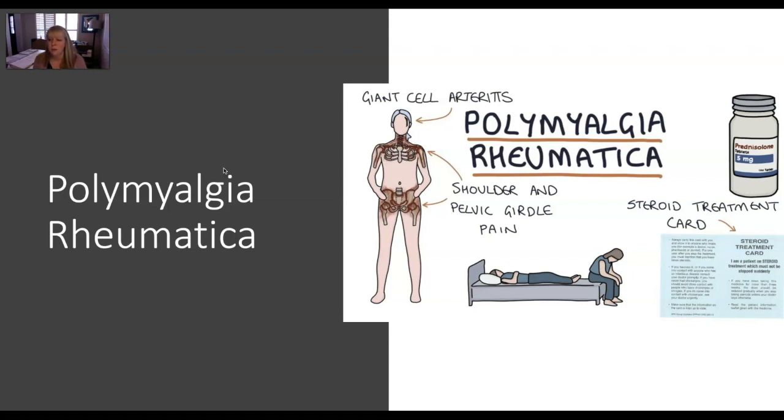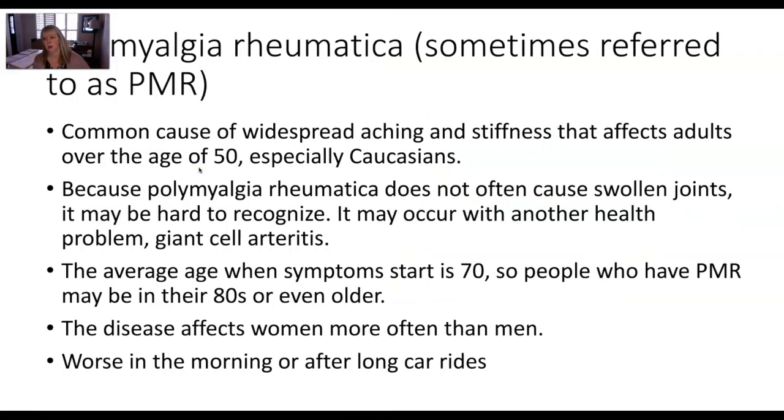All right, so I'm going to move on to polymyalgia rheumatica. With this, as you can see, this gives just a picture of how you have shoulder and pelvic girdle pain. It happens more in elderly, and many of them have steroids on hand when they start having flare-ups. It's most common over the age of 50, especially Caucasians. It doesn't really cause swollen joints, so it just takes a good history to recognize.